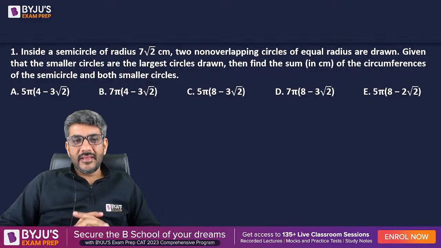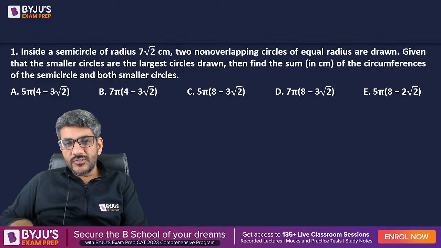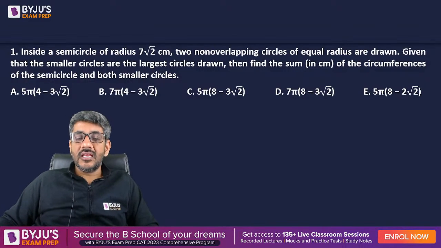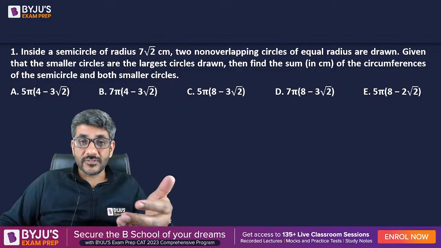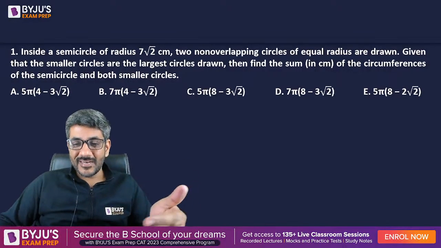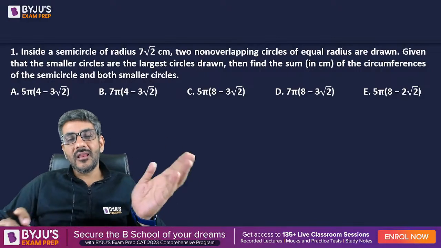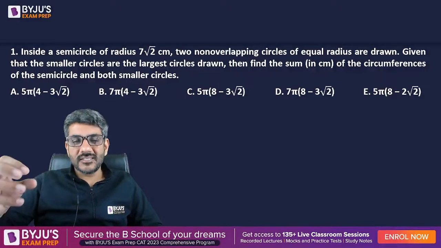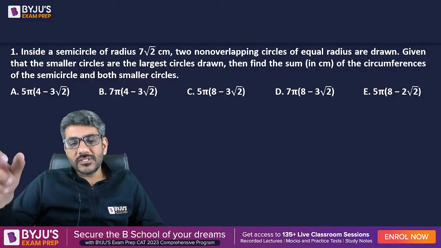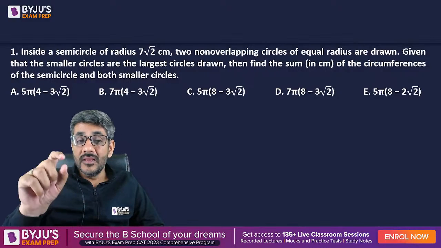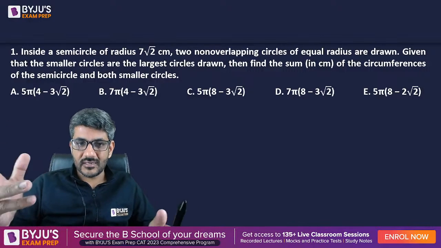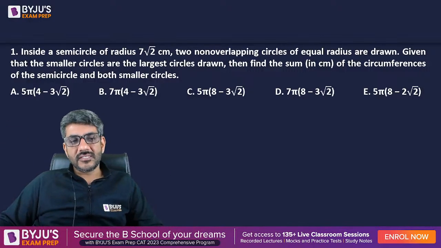Inside a semicircle of radius 7 root 2, we have two non-overlapping circles of equal radius. Given that these smaller circles are the largest circles. So initially, at the very first go, it looks like a contradicting statement. ऐसा लगता है ना कि smaller circles हैं तो ये largest कैसे हो गए? तो basically he is trying to say smaller among the two. I mean one is the semicircle, one is the circle drawn inside. तो उनमें से छोटा कौन सा है? The circle drawn inside. But the circle drawn inside is the largest possible. जितना बड़ा आप बना सकते हैं within the semicircle that you have to make. Find the sum of the circumferences of the semicircle and both the smaller circles.